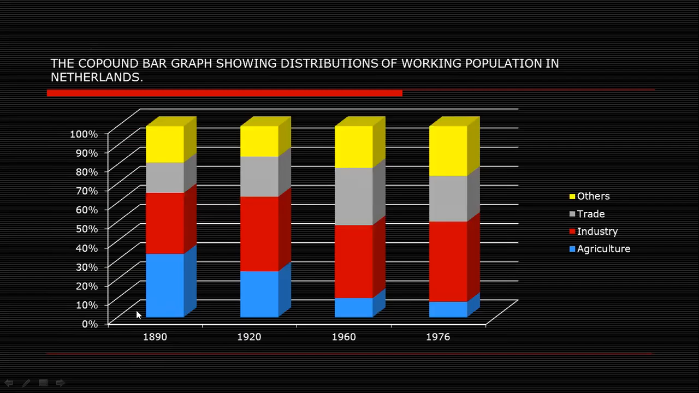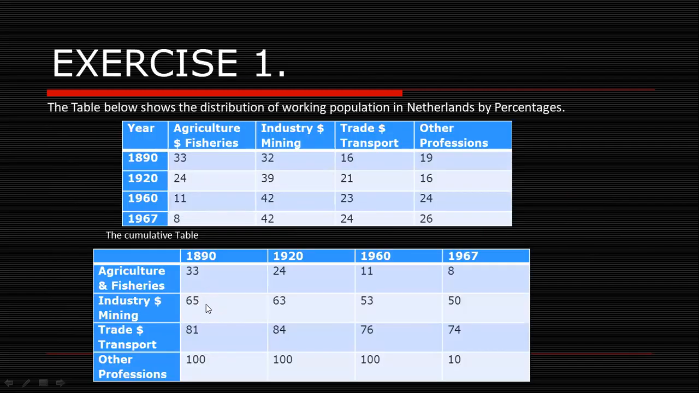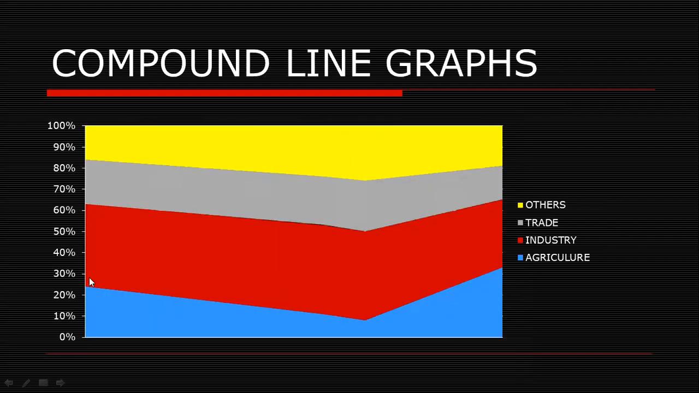Now, our first shading on 1890 is 33, on 1920 is 24, on 1960 is 11, and on 1967 is 8. When I go to shade the second one, I will plot at 65, 63, 53, and 50. So that is what I will do here. I will just come and shade. Where do I have 65? Maybe around there, and then maybe 50. And I will join these with a line like that, and after joining, I will shade it.